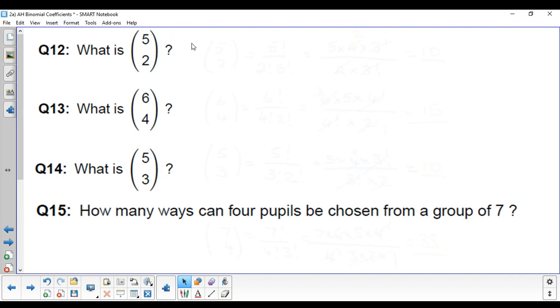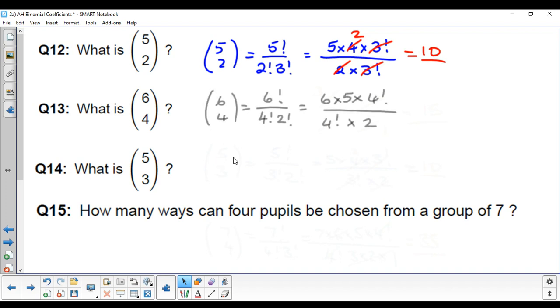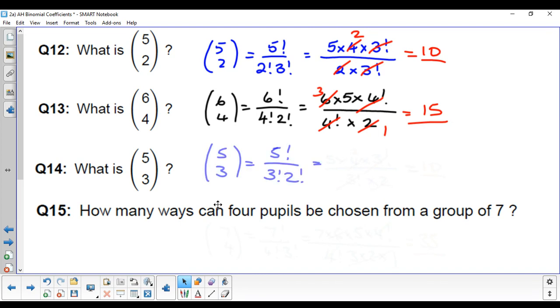Okay, so it's 5 factorial over 2 factorial, and the difference between them is 3. You can see that the 3s cancel down, and the 2 and the 4 can reduce down, so you end up with 5 times 2, which is 10. 6 factorial over 4 factorial, and the difference is 2. What you notice there is that the 4s cancel, the 2 goes into 6 3 times as well, and you end up with 3 times 5, which is 15. And then 5 factorial over 3 factorial, and the difference is 2 factorial, so that's 5 times 4 times 3 factorial. You'll notice the 3s cancel down, and the 2 goes into the 4 twice, and you get 10 as well.